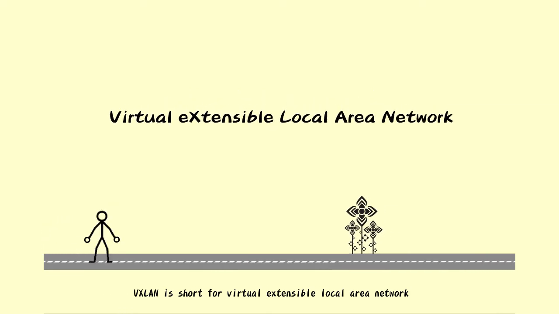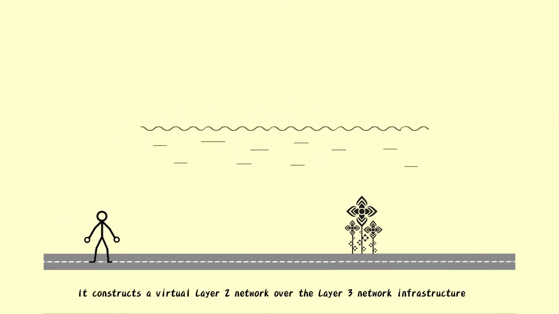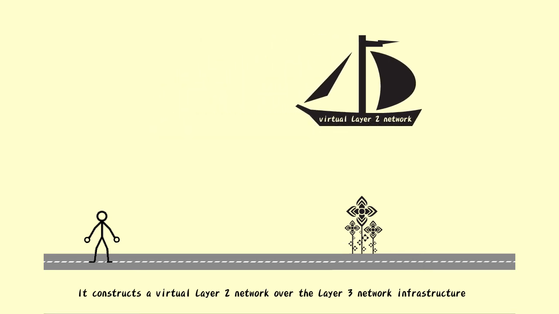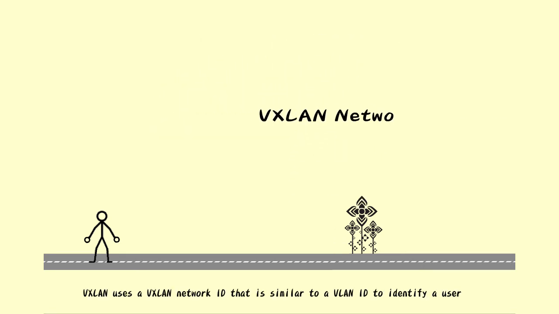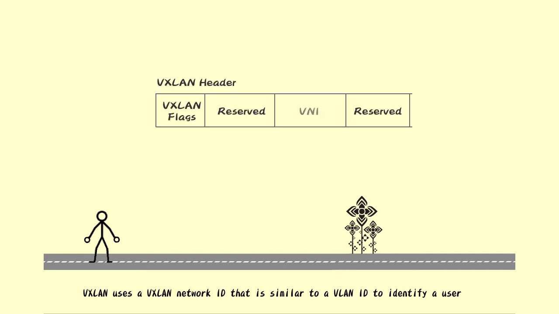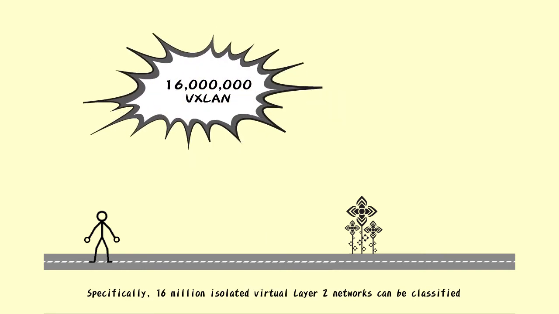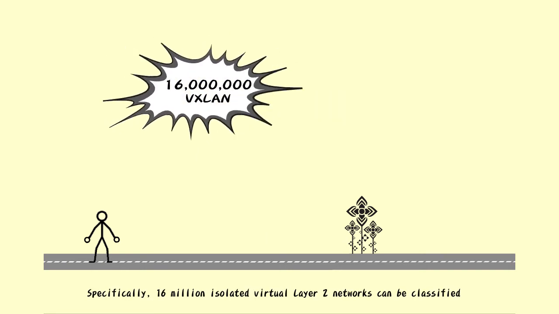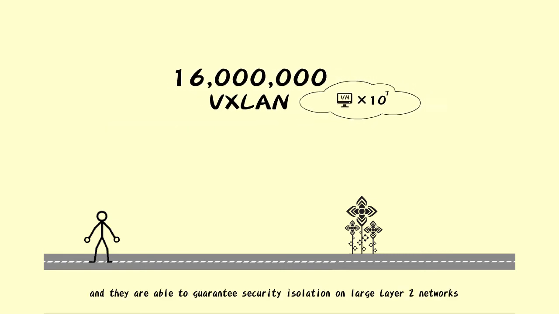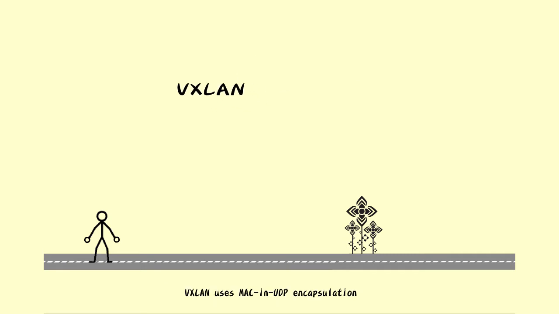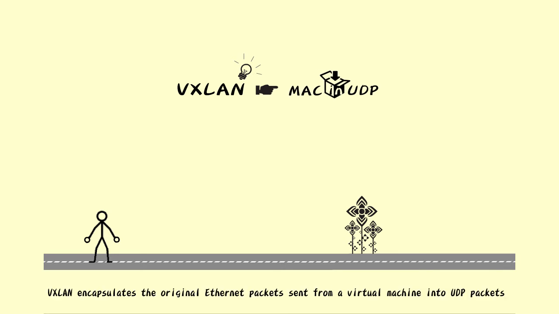VXLAN is short for Virtual Extensible Local Area Network. It constructs a virtual Layer 2 network over the Layer 3 network infrastructure. VXLAN uses a VXLAN network ID that is similar to a VLAN ID to identify a user. This VXLAN network ID is 24 bits. Specifically, 16 million isolated virtual Layer 2 networks can be classified, and they are able to guarantee security isolation on large Layer 2 networks.